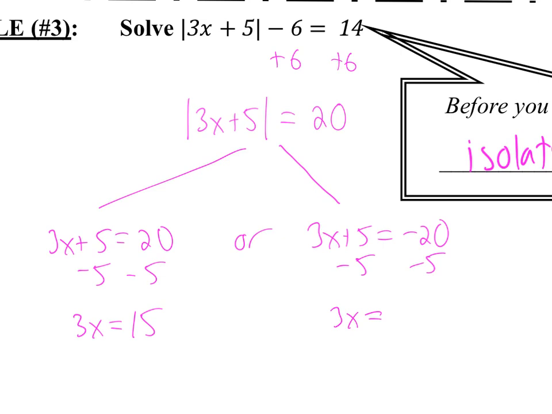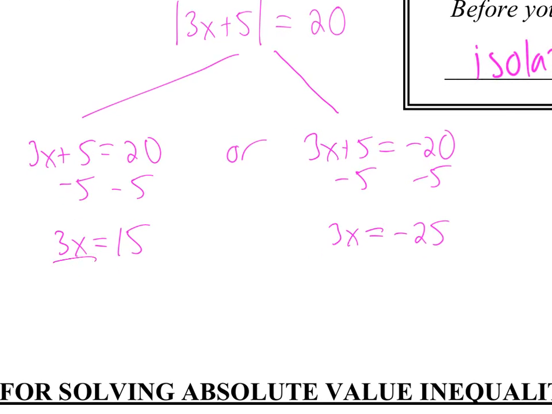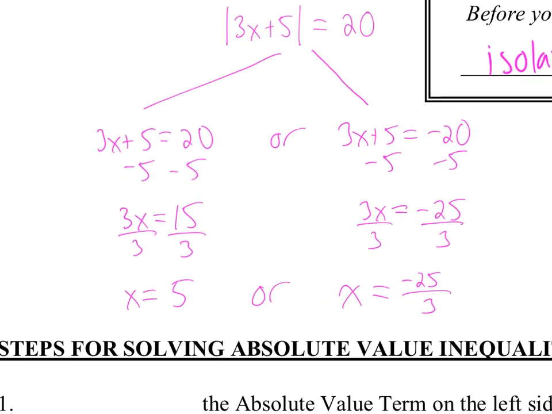Let's fix that, actually. Now, how do we solve for x? So we're going to divide by 3. We're going to get x equals 15 divided by 3 is positive 5. Or, and then negative 25 does not divide by 3, so we're going to leave it as negative 25 over 3. And there's our final answer.